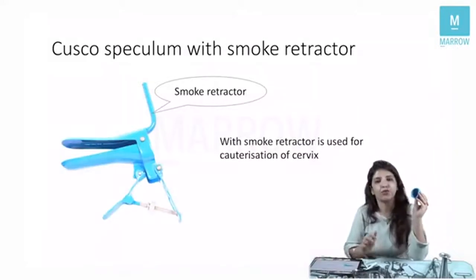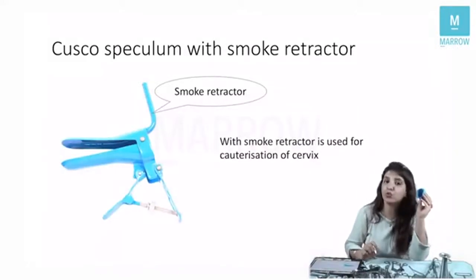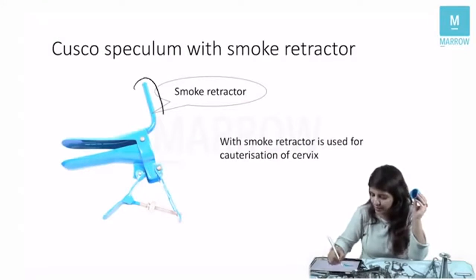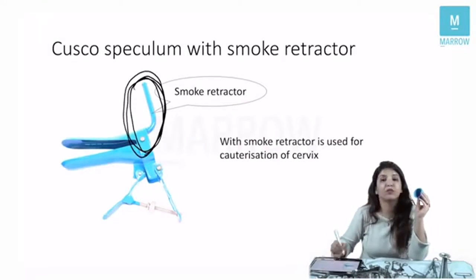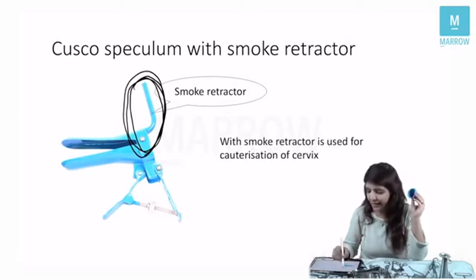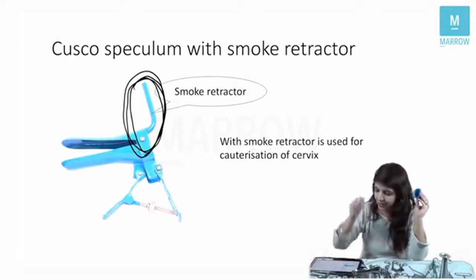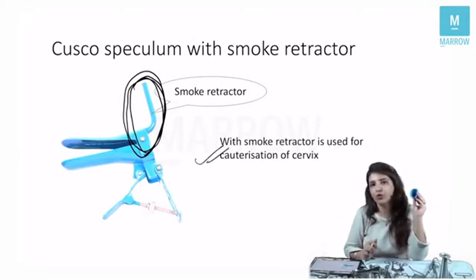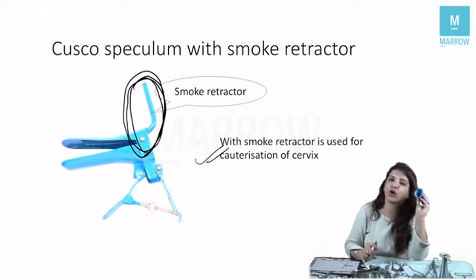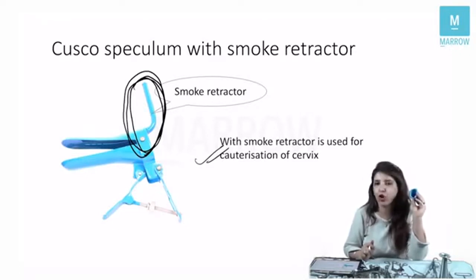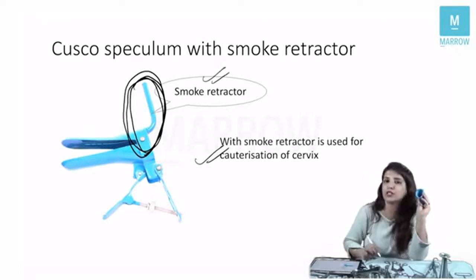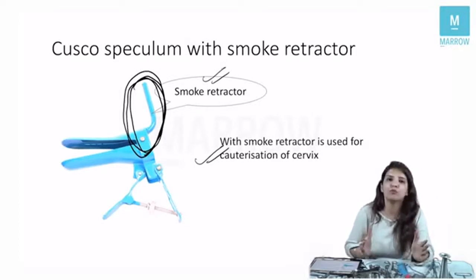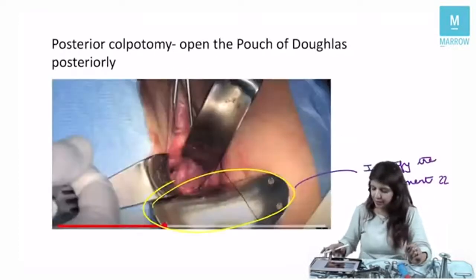Now, sometimes you can get an image like this, where in Cusco's you can see a smoke retractor. This is a Cusco's which has a Teflon coating and it has a smoke retractor. This Cusco's speculum with smoke retractor is used when you are cauterizing the cervix, right? So for cauterization of the cervix, you use a Cusco's speculum with a smoke retractor, right?